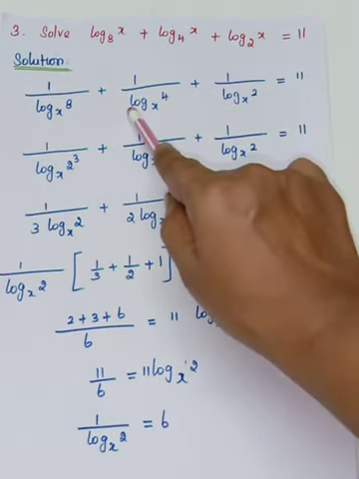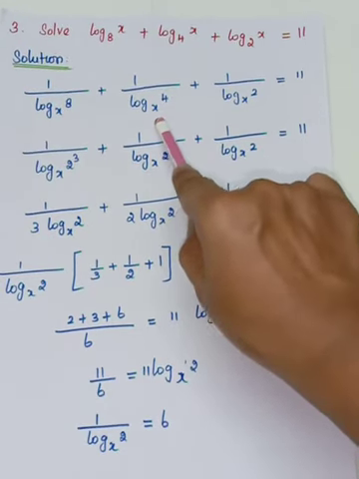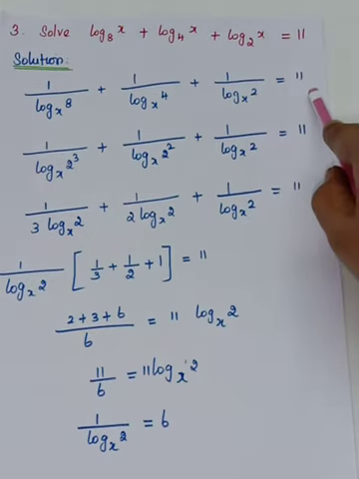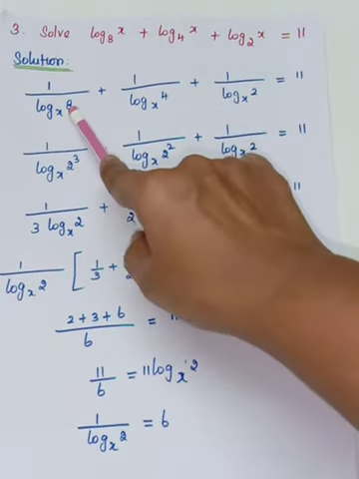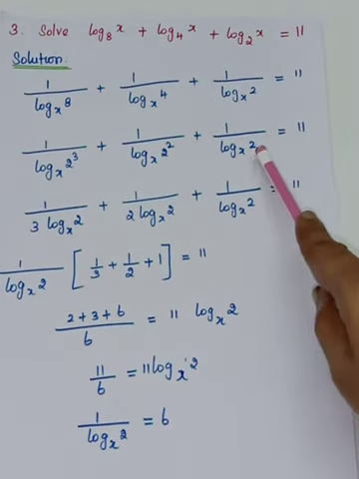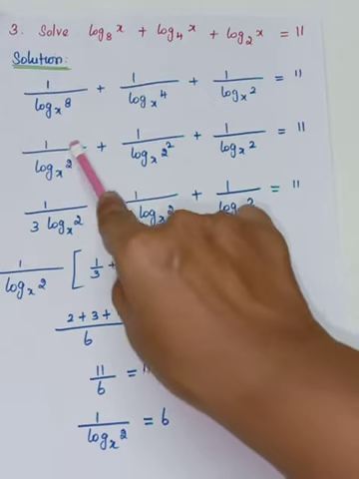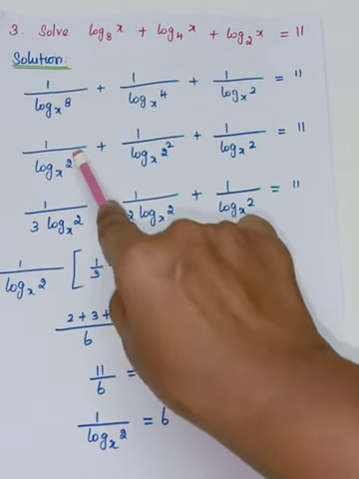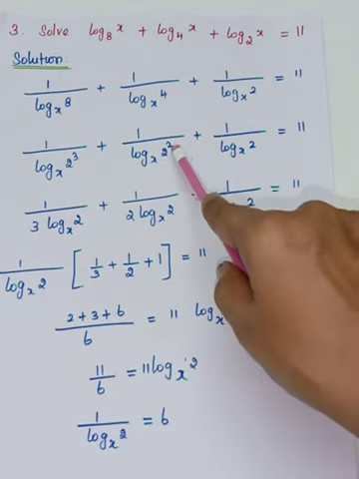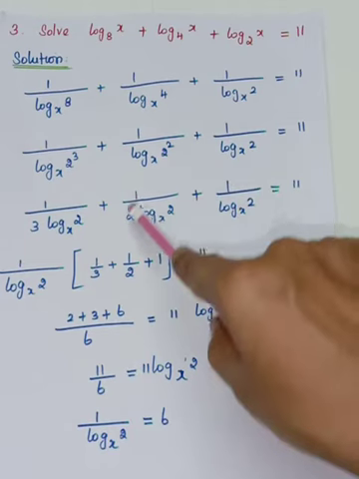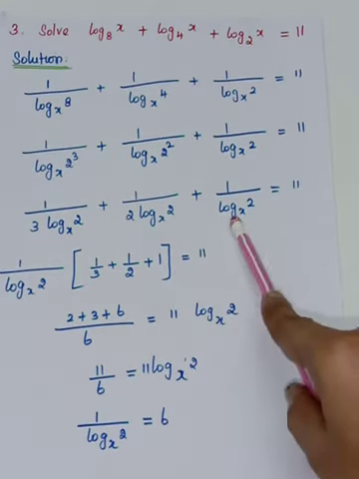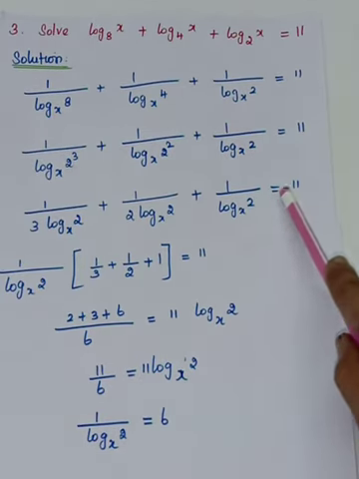That means 1 by log 4 to the base x plus 1 by log 2 to the base x is equal to 11. So 8, how it will be written? It is 2 cube and 4 can be written as 2 squared and here there is no change. So 2 cube, if you use the power rule, this 3 will come in the front. So 3 log 2 to the base x. Again the same power rule, 2 will come in front. So 2 log 2 to the base x. Here no change, log 2 to the base x, that is equal to 11.